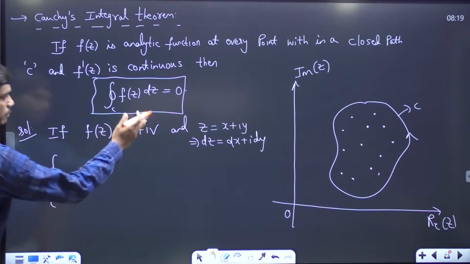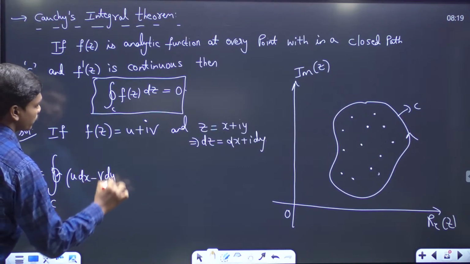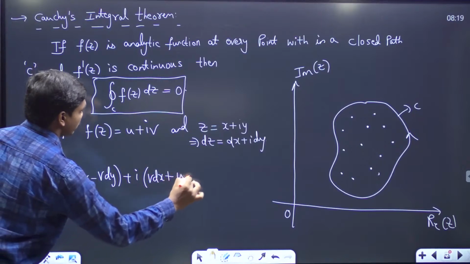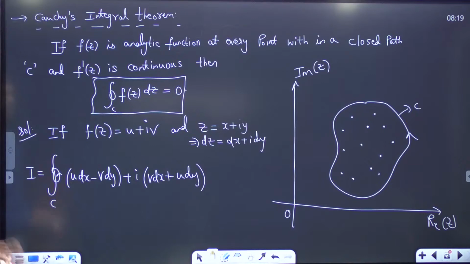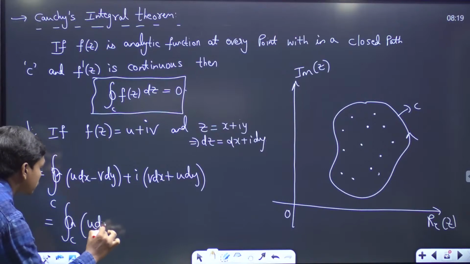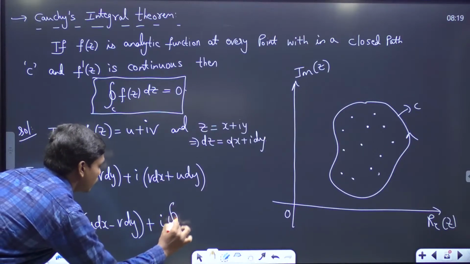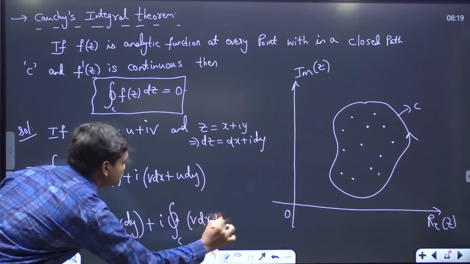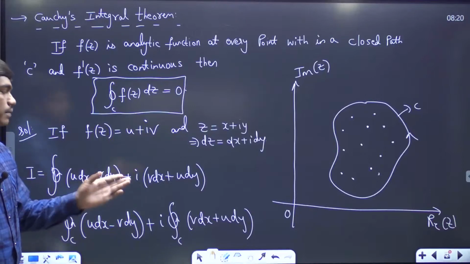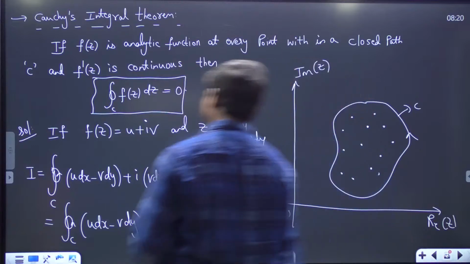Okay, so now if you multiply f of z into dz, we have u dx minus v dy plus i into v dx plus u dy. This is what we have. Correct? Now, can we split this integration into the cyclic integral over C of u dx minus v dy plus i into the cyclic integral over C of v dx plus u dy? Can we split it like this? Because all integration operators can be split at plus and minus signs. So if you do this, now see clearly. What do we have here?